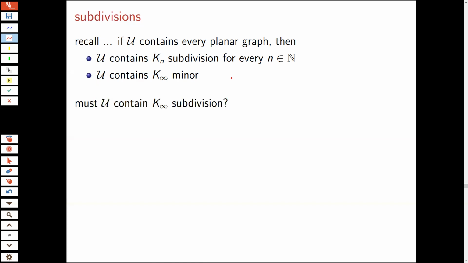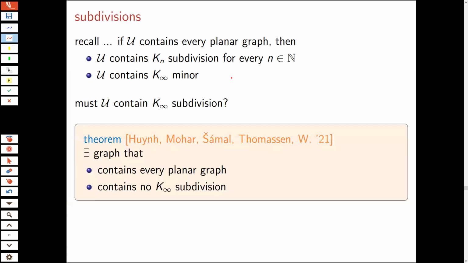So the natural question is, can you strengthen this theorem to say that it must contain an infinite complete subdivision? And when we first thought of this question, we said, well, surely the answer is yes. Not that much difference between minors and subdivisions. Surely we can strengthen it to subdivisions. But it turns out the answer is no, because we actually constructed a graph that contains every planar graph, and it contains no infinite complete graph subdivision. So it must have an infinite complete graph minor, but in fact it can avoid infinite complete graph subdivisions.